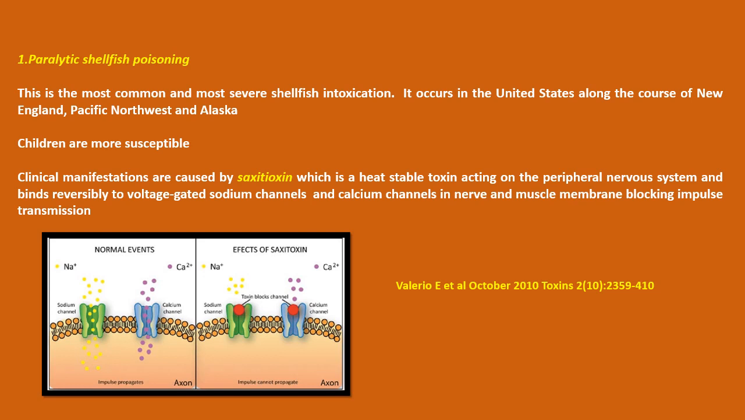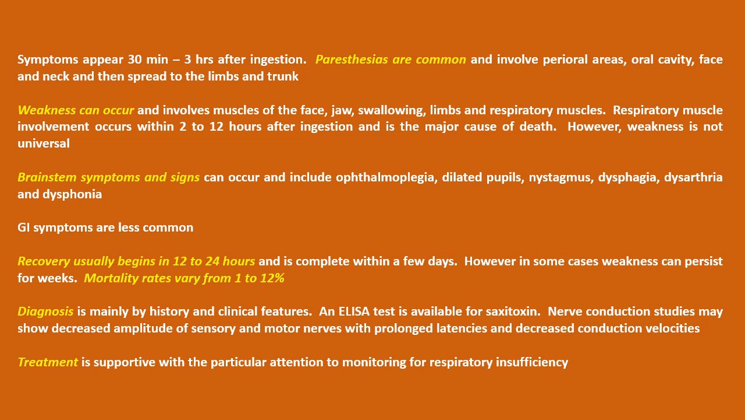Children are more susceptible. Clinical manifestations are caused by Saxitoxin, which is a heat-stable toxin acting on the peripheral nervous system and binds reversibly to voltage-gated sodium channels and calcium channels in nerve and muscle membrane, blocking impulse transmission. Symptoms appear 30 minutes to 3 hours after ingestion. Paresthesias are common and involve perioral areas, oral cavity, face, and neck, and then spread to the limbs and trunk. Weakness can occur and involves muscles of the face, jaw, swallowing, limbs, and respiratory muscles.